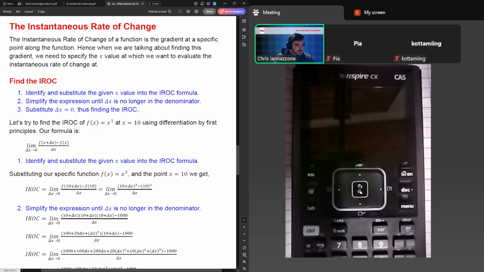These are the steps you follow. You want to identify whatever the x value is that you have. Sometimes you won't even be given an x value, and you'll just have to use it as regular old x and rearrange from there. But in most cases, you're given a specific value to work for. From there, you're going to simplify whatever expression you get, eventually removing your delta x, and then lastly, you're going to sub in your delta x equals 0.